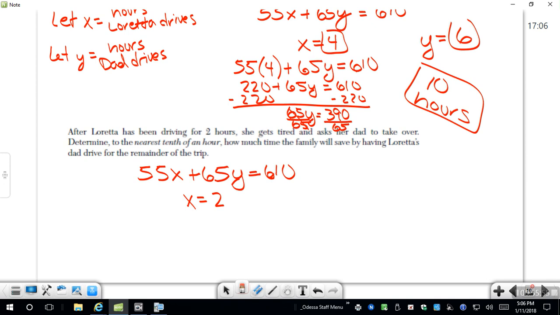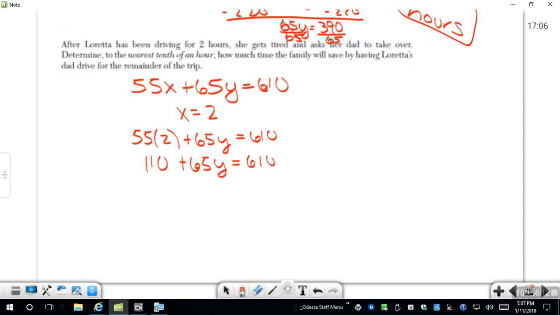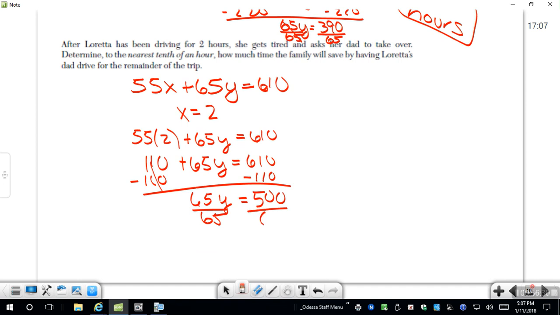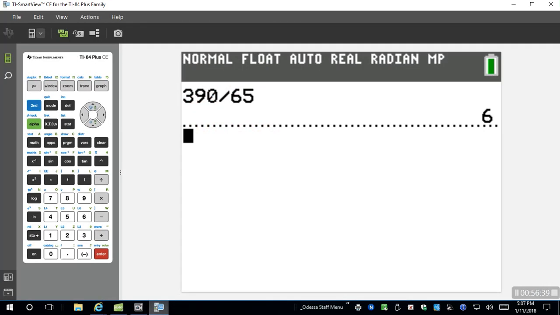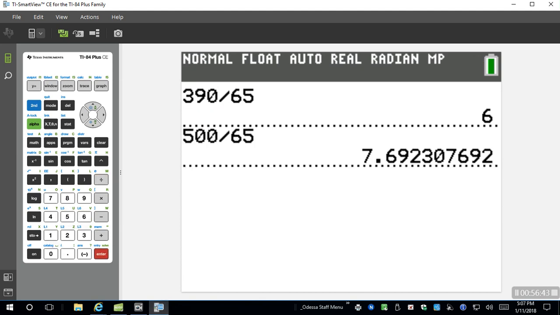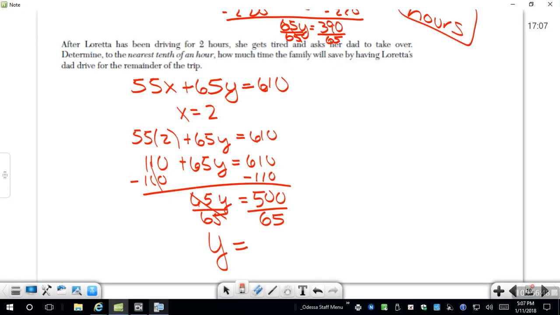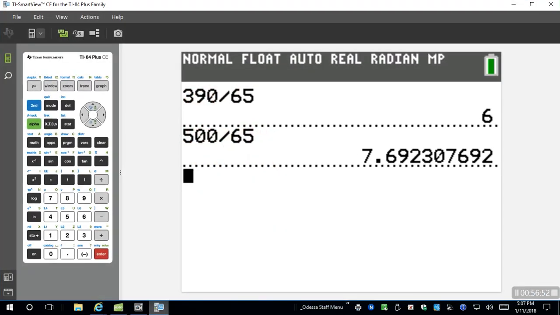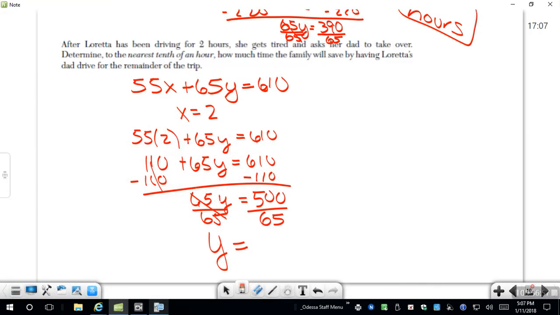So again, we want to figure out how long her dad's going to drive for. So we're going to plug this in. We're going to get 110 plus 65y equals 610. Let's go ahead and solve for y. 65y equals 500. That's a 5 there. Divide by 65. Now, guys, we almost know we're not going to get a nice answer here because they told us that we're going to have to round. So 500 divided by 65. Is that not a nice number? Now, if we go back and look here, it says to the nearest tenth of an hour. So I'm going to round this off to the nearest tenth. If we look, we have 7.69. So we're going to round that up to 7.7.